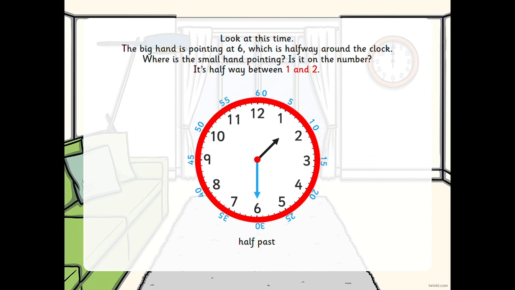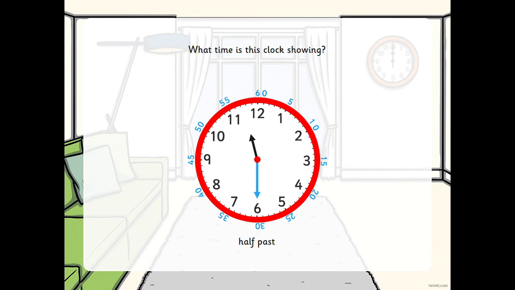So looking at the clock, the big hand is pointing at the 6, which means it is halfway around the clock. So it's gone 30 minutes. So where is the small hand pointing? Is it on a number? Have a look very carefully. Is it on a number? You are right, it is not on a number. It is halfway between the number 1 and the number 2.